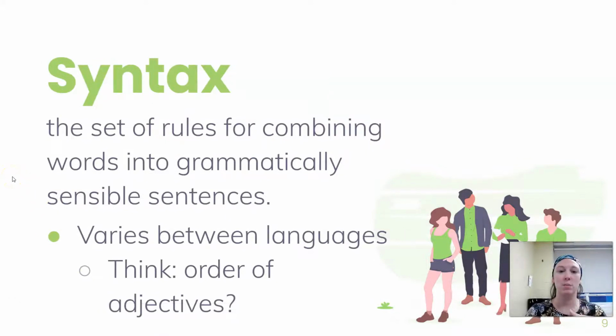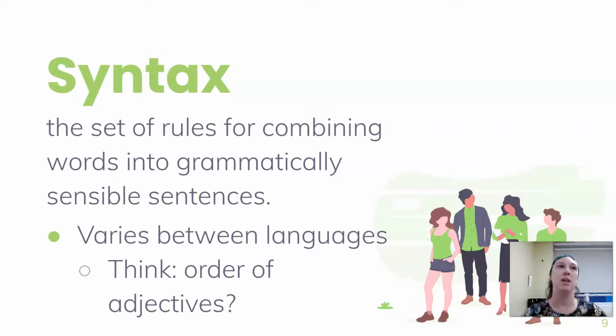Well, then we look at syntax. Syntax is now going to be about the set of rules for combining words into grammatically sensible sentences. So syntax is, well, how do you order nouns, verbs, adjectives, for example? When I speak in English, if I were to talk about a car that I saw on the road, I would describe it as the red car.